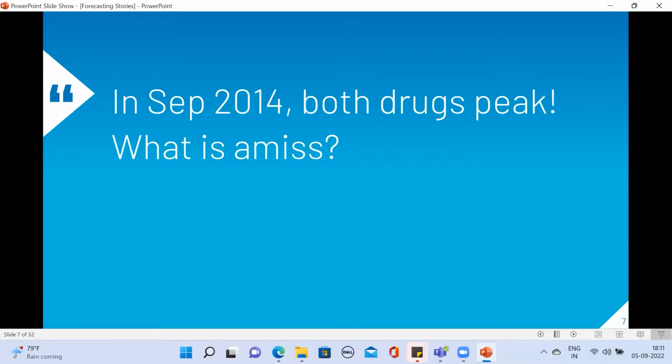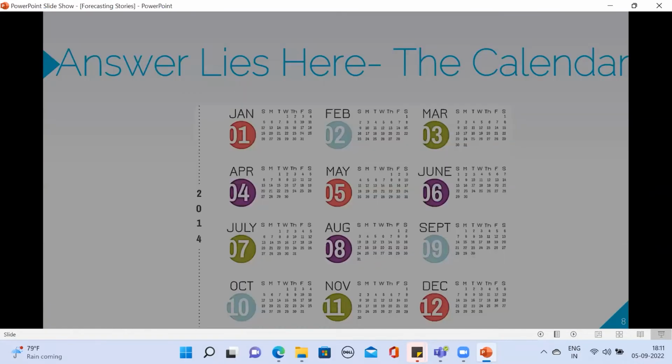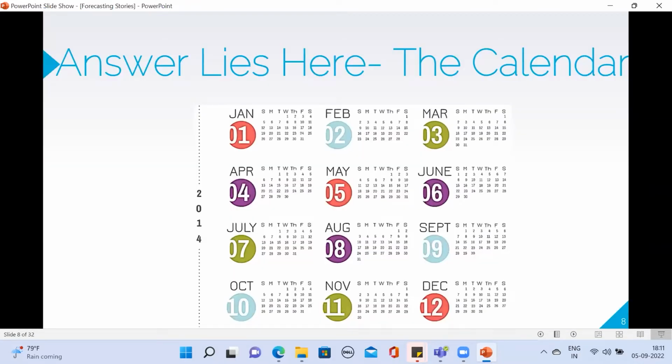What is amiss? What have we missed out here? I would like each of us to think, and possibly you all, whether through chat or through audio, try it out. You can raise your hand, try it out. Why would it peak earlier? Let me also give you a hint. So the answer is hidden in plain sight in this calendar. This is the 2014 calendar organized by months and weeks. Something interesting is happening here.